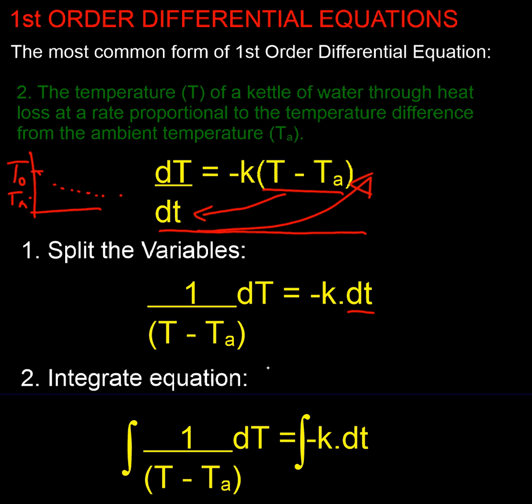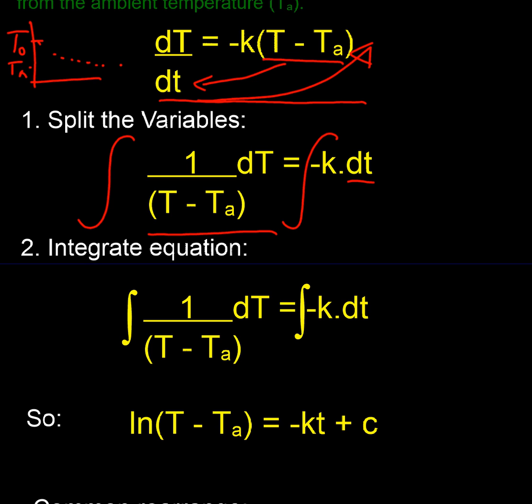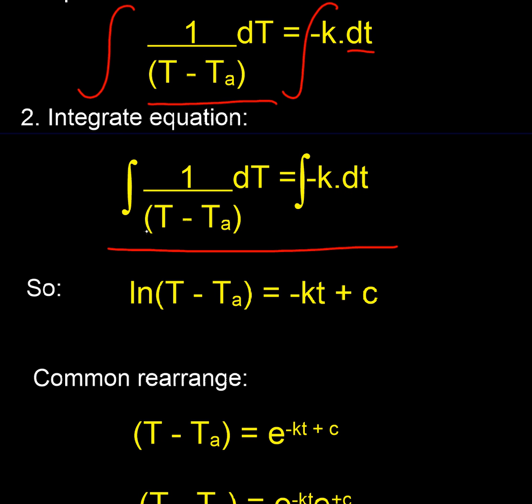So here I've got my new equation. There we go, 1 over T minus Ta multiplied by dT. On the right hand side I've got my minus k dt. What am I going to do? Well, I'm just going to integrate both sides, aren't I? So my equation will be the one written here. And what am I going to get as my integral for the left hand side? Well, I'm just going to get ln of T minus Ta. On the right hand side I'm going to get my minus kt, and I've got my constant of integration again.